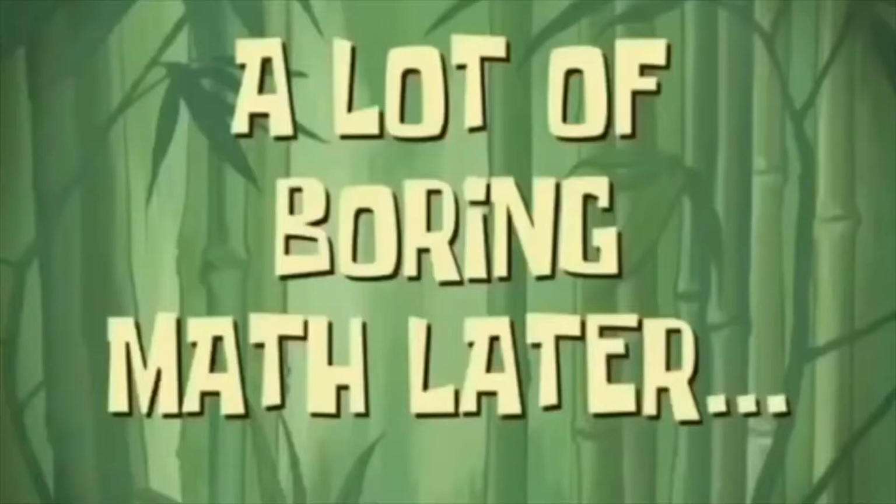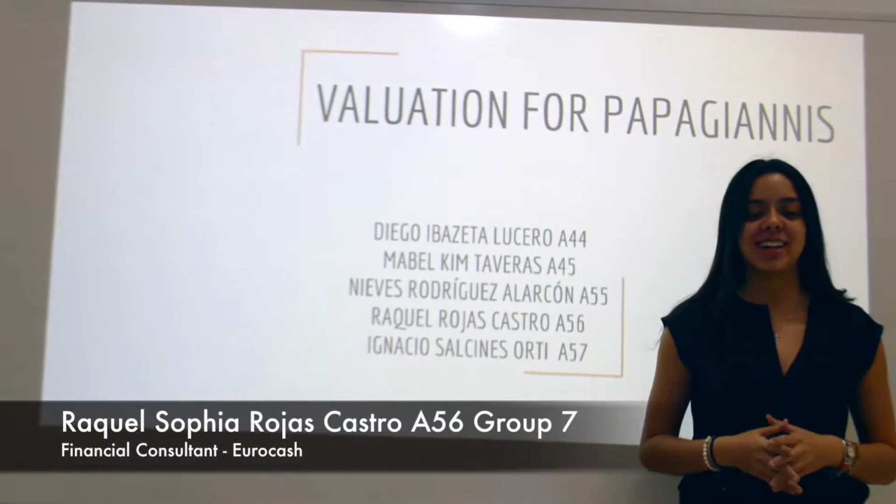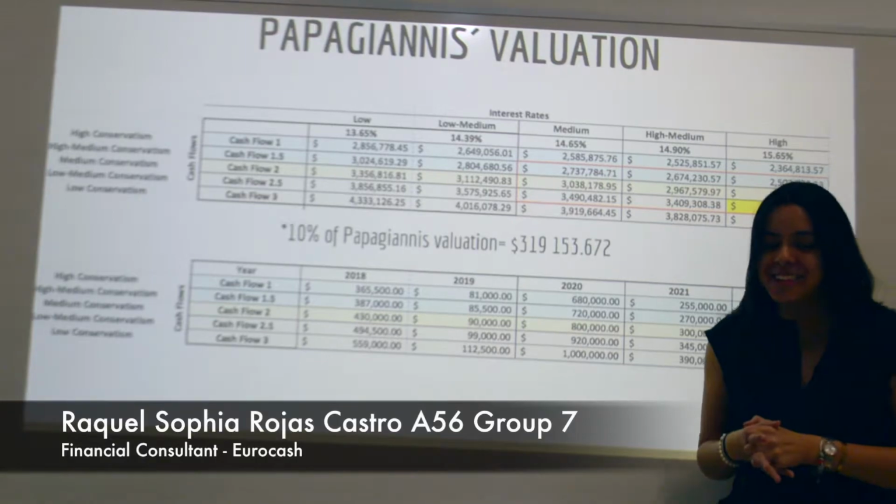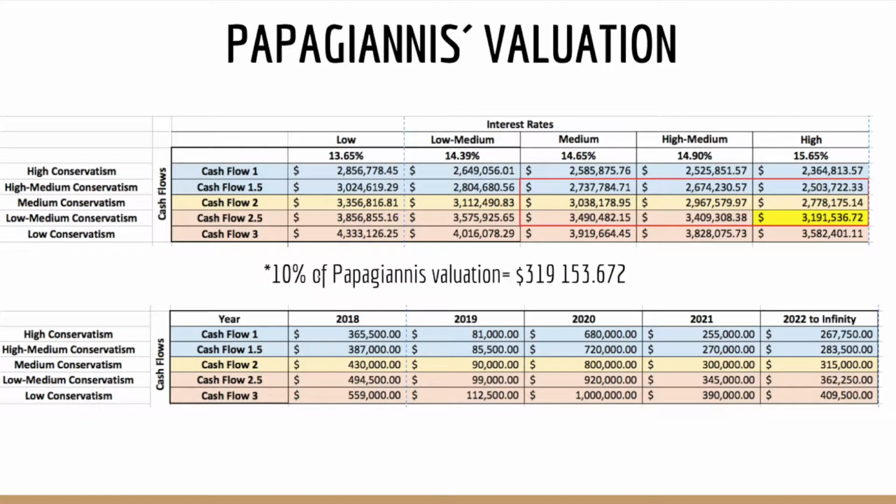A lot of boring math later. Morning, Dr. Ibazeta. We took into consideration equity rates of return ranging from low to high. Same with the cash flows. Valuing Papagiannis at almost 3.2 million is reasonable.